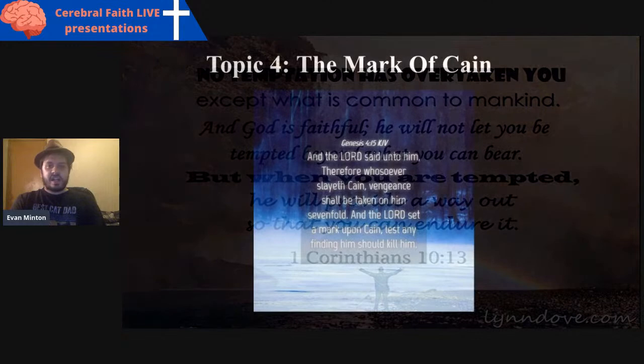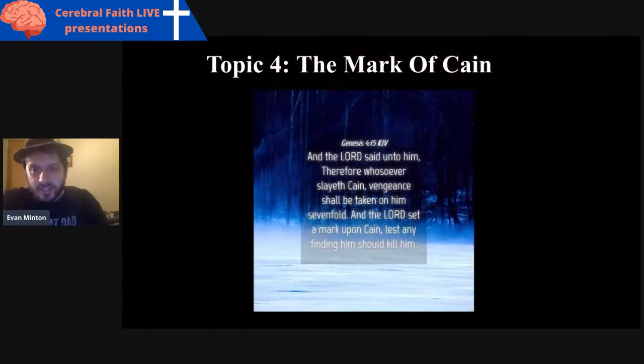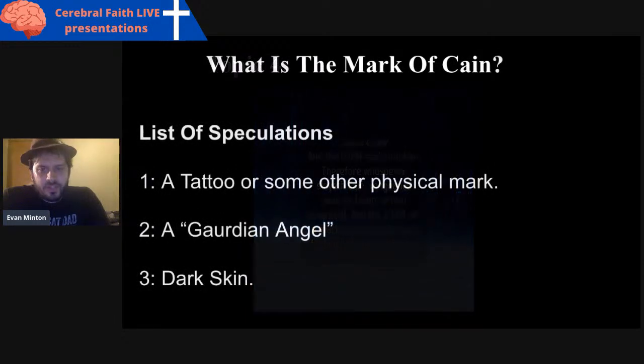Let's move on to the next topic, the mark of Cain. Genesis 4:15 says, quote, "And the Lord said unto him, therefore, whosoever slayeth Cain, vengeance shall be taken on him sevenfold. And the Lord set a mark upon Cain, lest any finding him should kill him," end quote. Now, what is this mark? What is the mark of Cain?